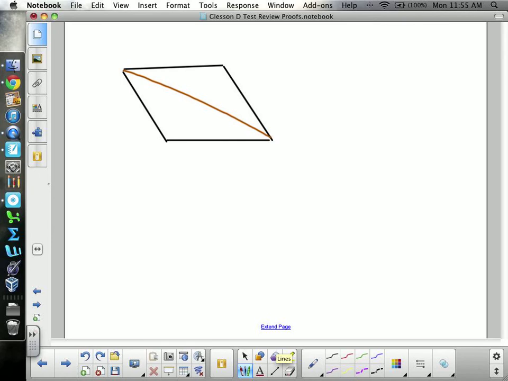So let's do 22. Get the angle, this side congruent to this side. I'm given a side and an angle, right? The picture gives me what? A shared side. So my shortcut is what? Side, angle, side.